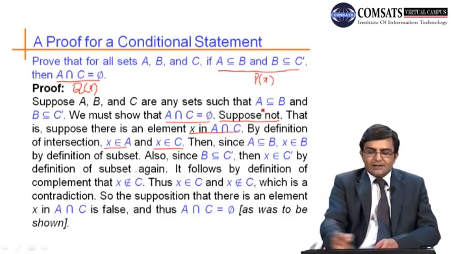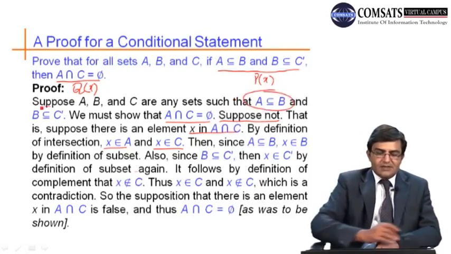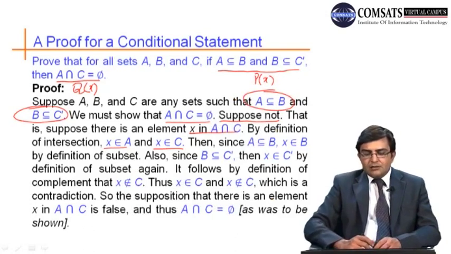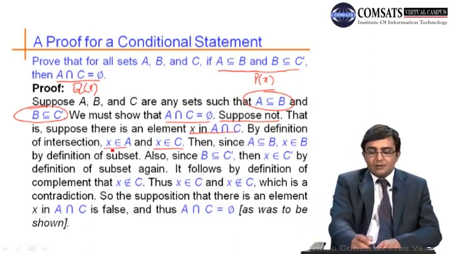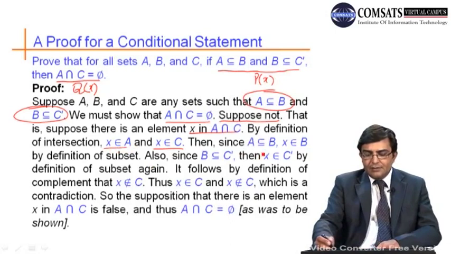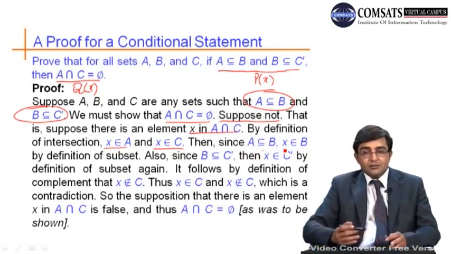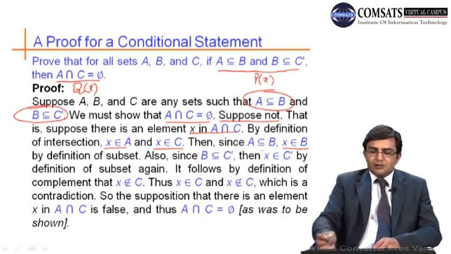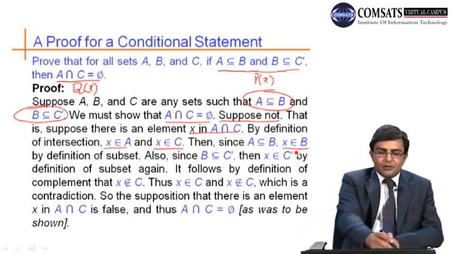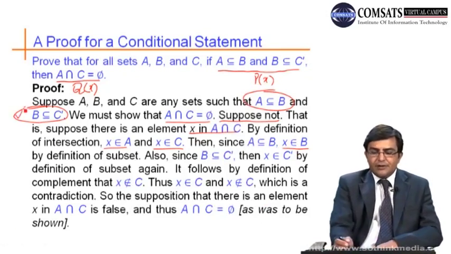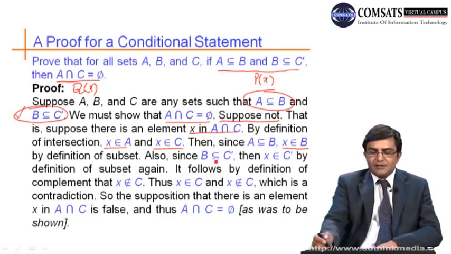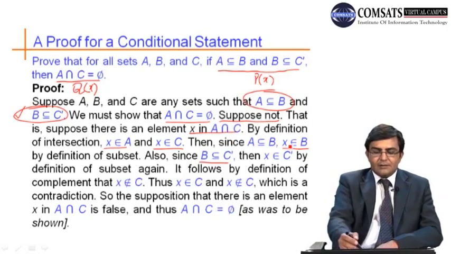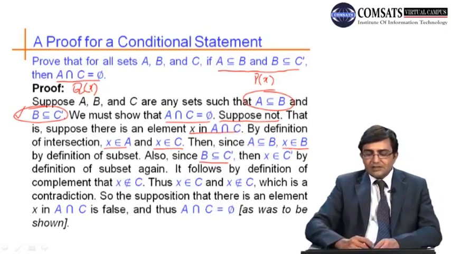If X belongs to A, and we also know that A is a subset of B and B is a subset of C complement. So if X belongs to A and A is a subset of B, then X belongs to B also, by the definition of subset. Also, here we have supposed that B is a subset of C complement.